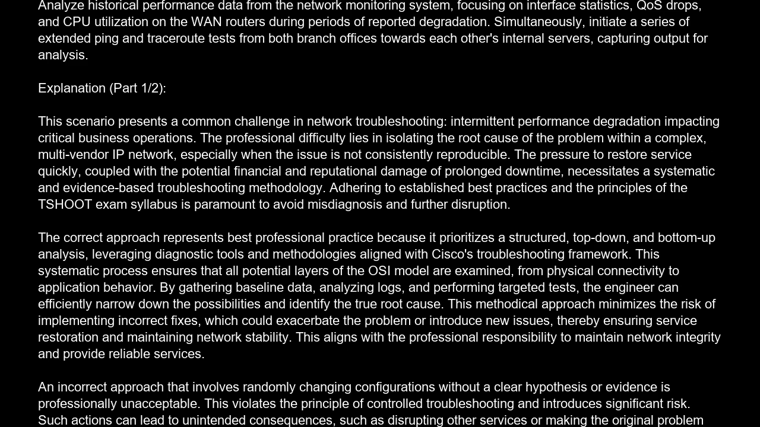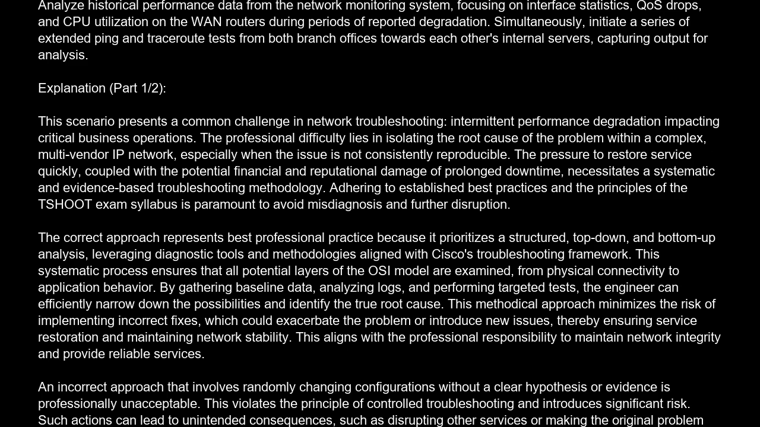The professional difficulty lies in isolating the root cause of the problem within a complex, multi-vendor IP network, especially when the issue is not consistently reproducible. The pressure to restore service quickly, coupled with the potential financial and reputational damage of prolonged downtime, necessitates a systematic and evidence-based troubleshooting methodology. Adhering to established best practices and the principles of the TSHOOT exam syllabus is paramount to avoid misdiagnosis and further disruption.